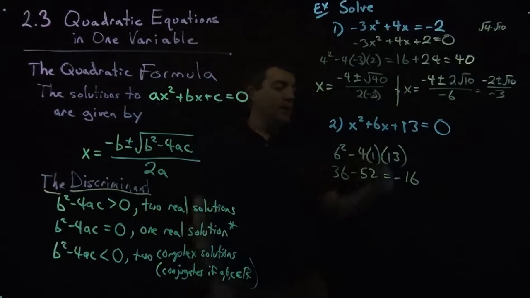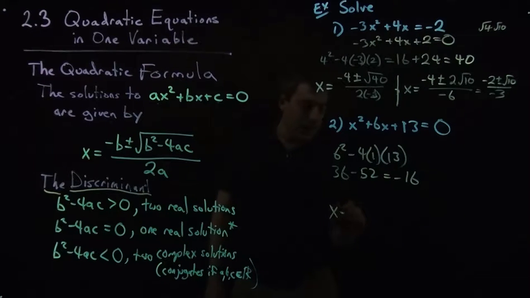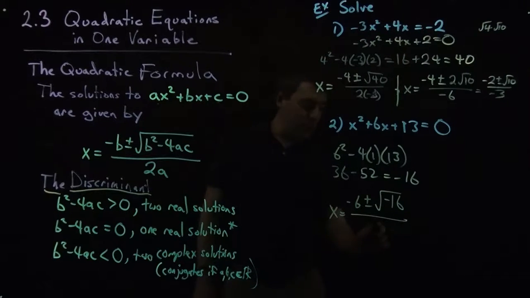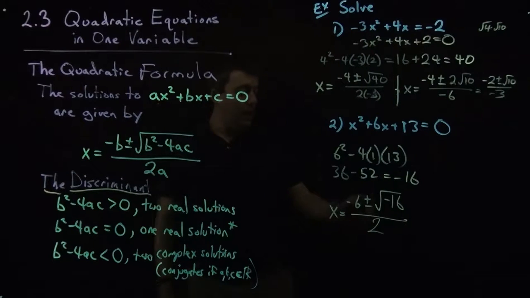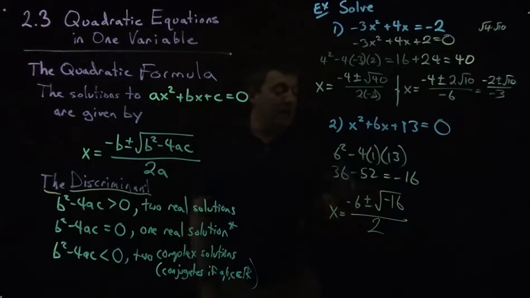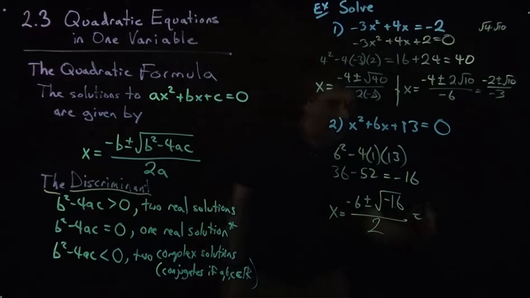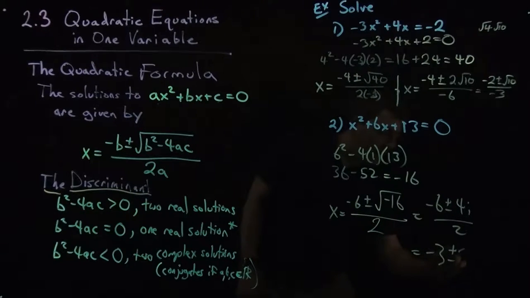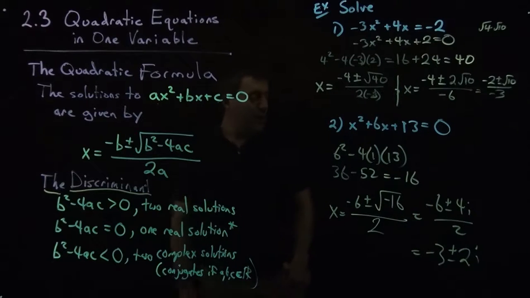All right. So we have x equals negative b, so negative 6, plus or minus the square root of negative 16. It's going to give us our complex roots divided by 2a. So 2 times 1, just divided by 2. We know that the square root of negative 16 is going to be the square root of 16 times i, and the square root of 16 is 4. So we have negative 6 plus or minus 4i over 2, and we can just divide by 2 to get our answers. So negative 3 plus or minus 2i.